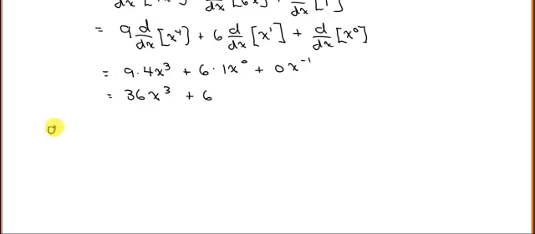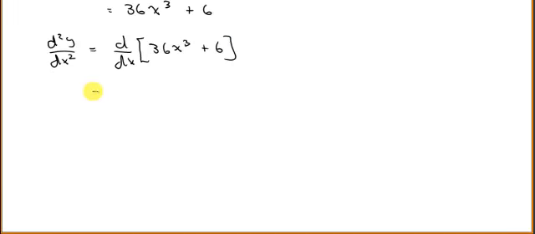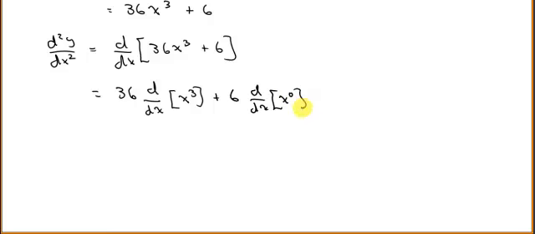Okay, to take the second derivative, we'll have to take the derivative of this first derivative. All right, that would be 36. I'll not go into quite as much detail here. Times the derivative with respect to x of x to the third, plus 6 times the derivative with respect to x of x to the 0 power.